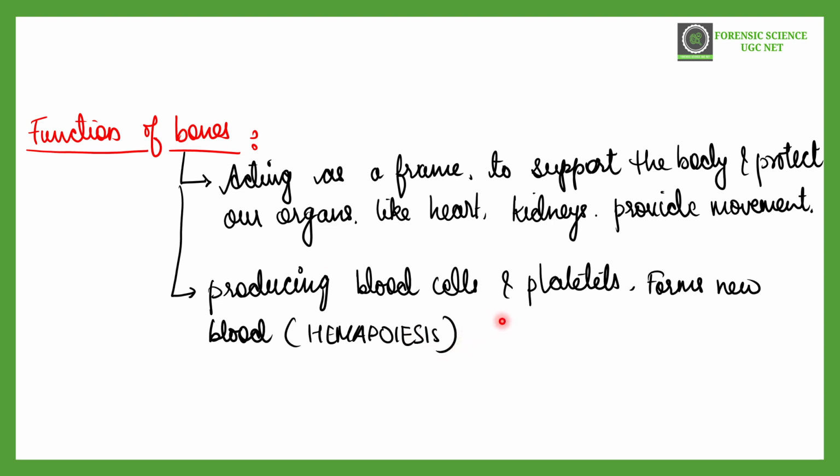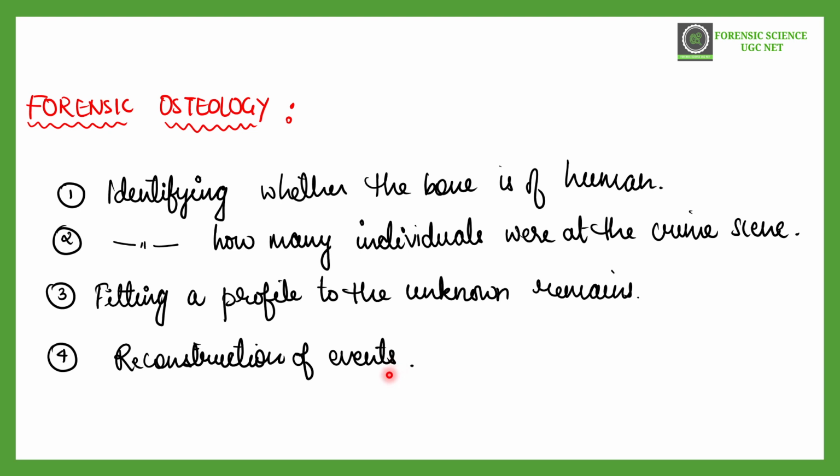The second most important function of bone is the production of blood cells and platelets. Bones produce platelets and blood cells. These form new blood cells, and this process is known as hemopoiesis. This is important because bones produce our blood cells, and blood is very important for humans. So these are two important functions of bones: first, to provide frame, support and protection to the organs, and second, to produce blood cells and platelets and form new blood.